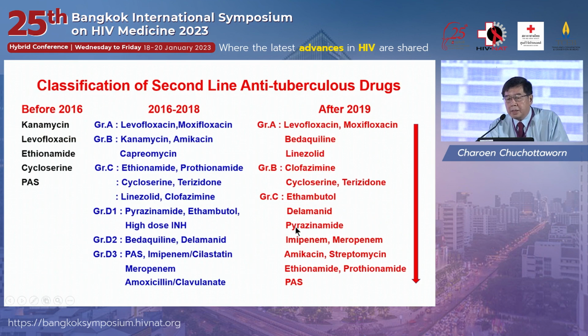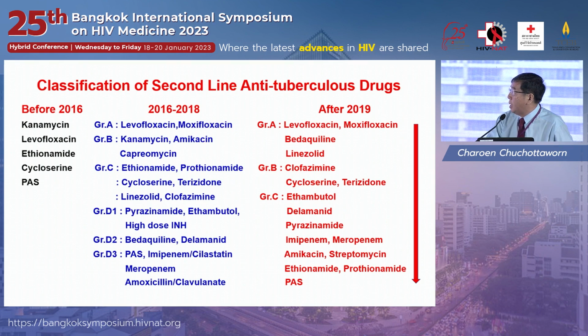And this is a development of the classification of second-line drugs. Before 2016, they used 6 classes of the second-line drugs. From 2016 to 2018, they changed to groups A, B, C, D, D1, D2, D3. But now, in 2019, and the full consolidated guideline launched in 2020, they changed all the second-line drugs to 3 groups. The first group is group A: levofloxacin or a quinolone, bedaquiline, linezolid. Group B is clofazimine, cycloserine, and terizidone.